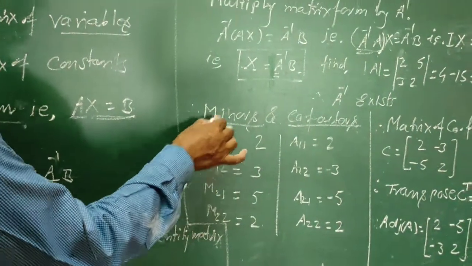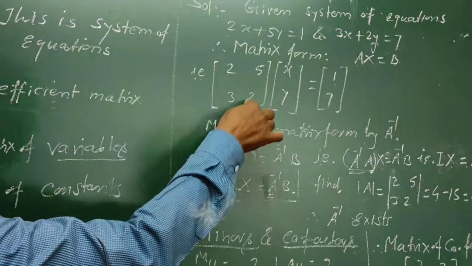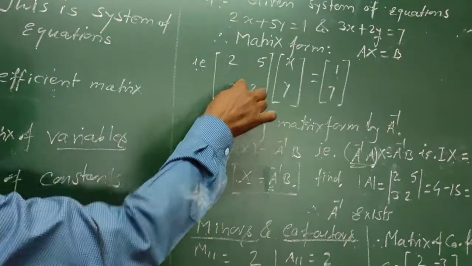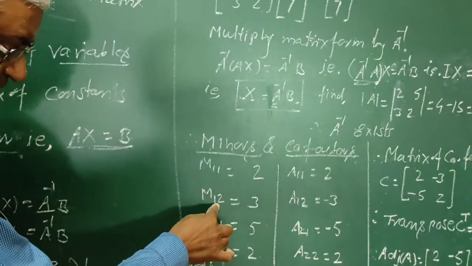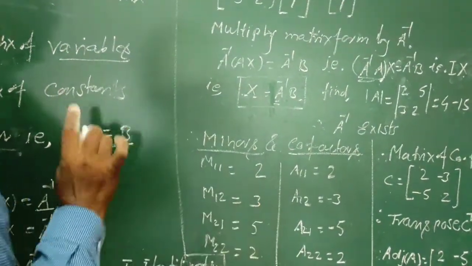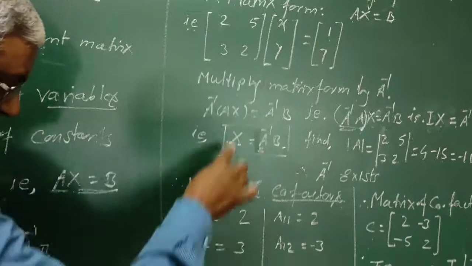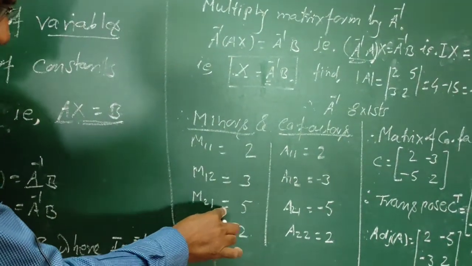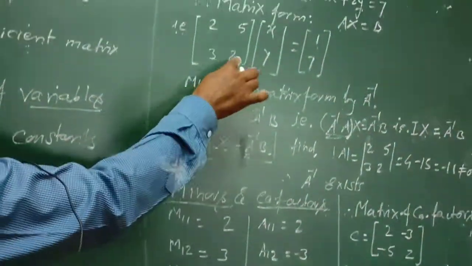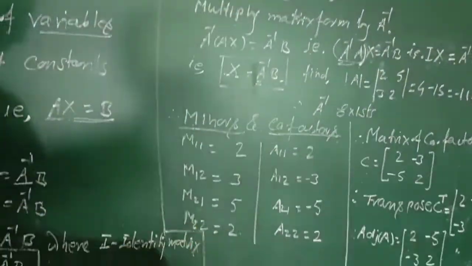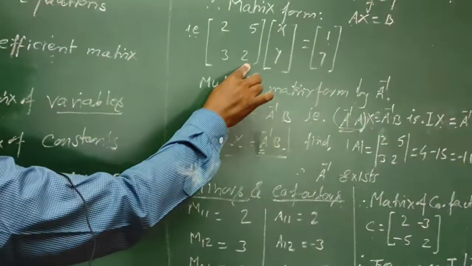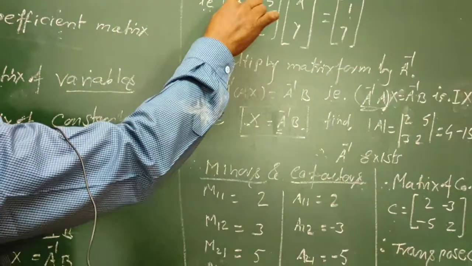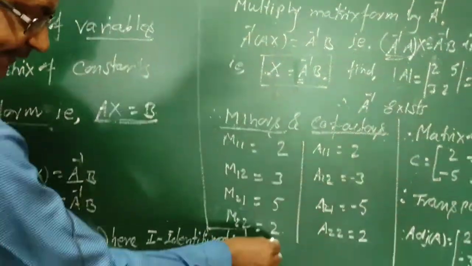So the minors of this matrix: minor of 2 is 2, because it is a 2 by 2 matrix. Minor of 5 is 3, it is at position M12, that is 3. Minor of 3 is 5, its position is M21, second row first column, that is equal to 5. And minor of 2 is 2, because its position is M22, in the second row and second column, therefore its minor is 2.